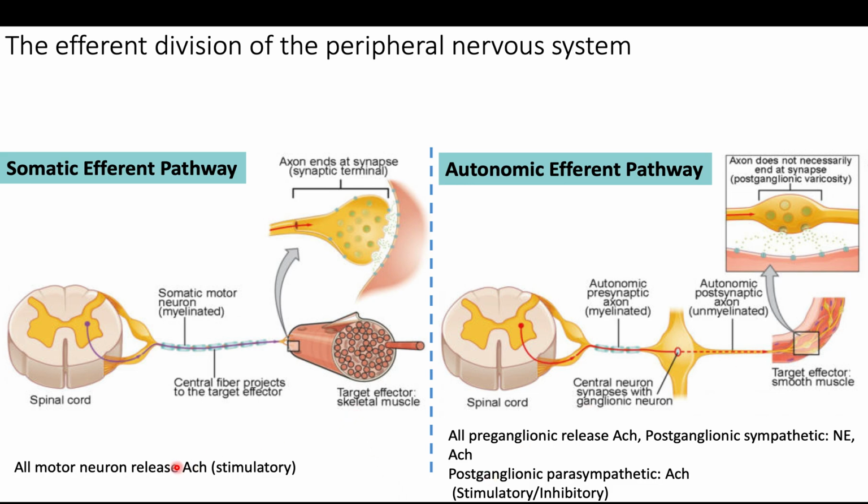So basically, all motor neurons will release acetylcholine. I did mention to you just now. So for the neurons that innervate the skeletal muscles, basically they will release a neurotransmitter which is known as acetylcholine. But for the autonomic, all preganglionic neurons are going to release acetylcholine, but postganglionic sympathetic neurons are going to release norepinephrine or acetylcholine. But for postganglionic parasympathetic, it's going to secrete acetylcholine. Okay, we're going to take a look at this component later.